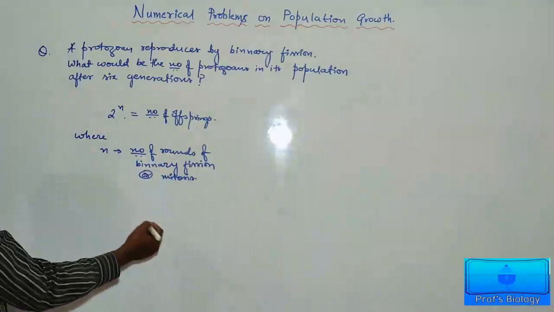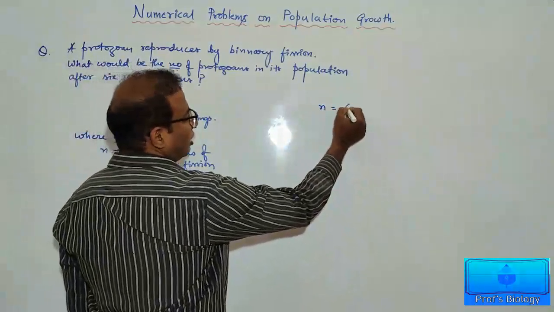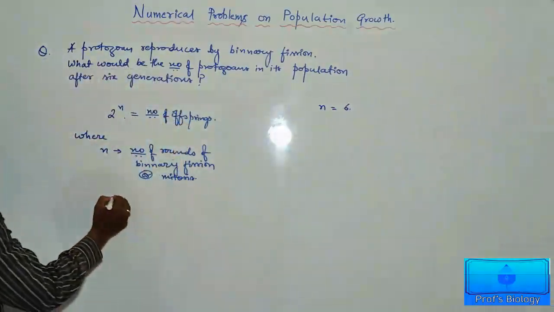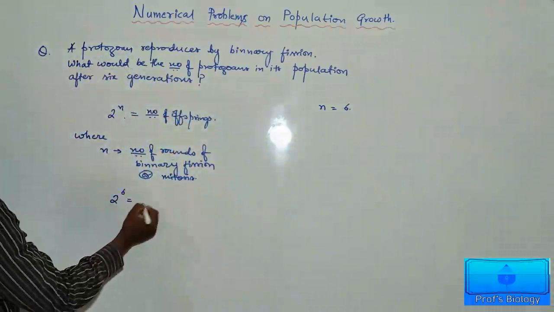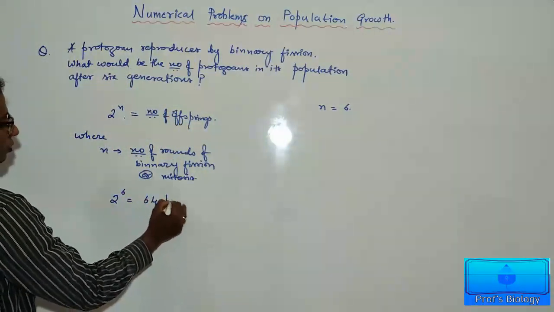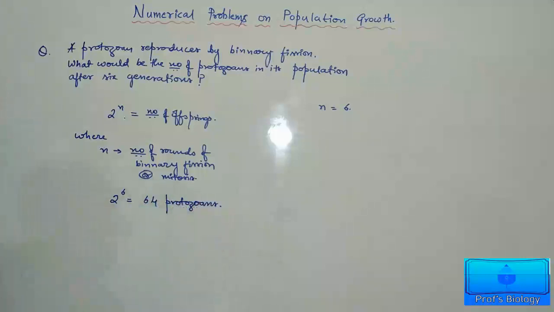Right, so it is given number of generations are 6. So at the end of 6 generations, one would have 2 to the power of 6 protozoans, which is 64 protozoans.